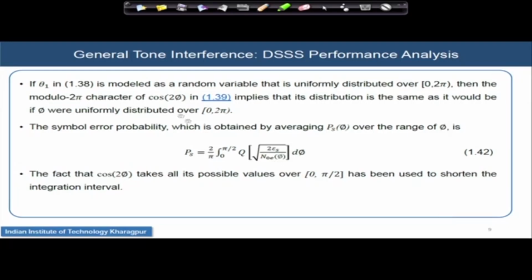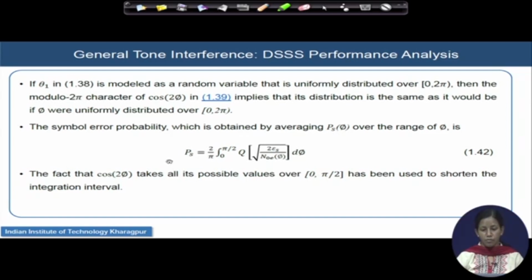And the theta 1 that we have considered, the relative phase of the jamming signal in this equation, we modeled as a random variable, which is spread over the duration of 0 to 2 pi, and it is uniformly distributed over that. If theta 1 is like that, then because of the modulo 2 pi character of cos 2 phi, its distribution will be the same as theta 1. So, phi can be considered to be uniformly distributed over 0 to 2 pi also.